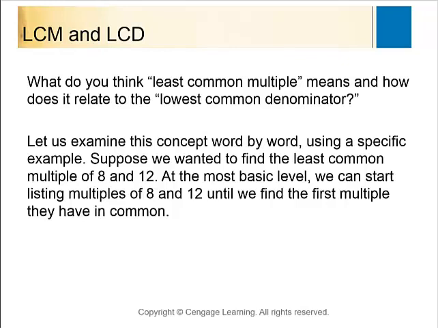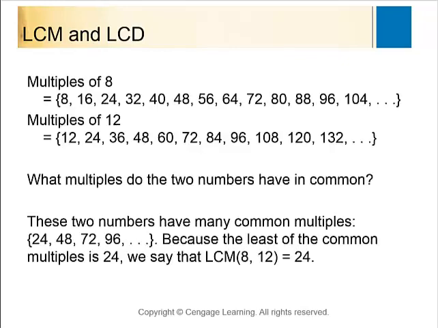So first off, we're going to look at 8 and 12, and we're going to find the least common multiple of 8 and 12. There are several different ways we could do this. We could just start listing out the multiples of 8 and then list out the multiples of 12 and then find those that they have in common.